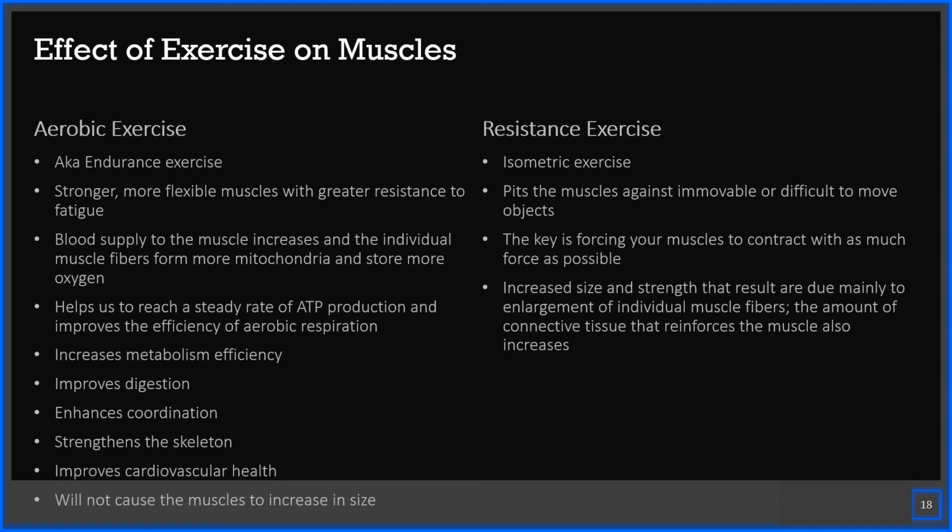Resistance exercise is your isometric exercise for the most part. It pits the muscles against immovable or difficult to move objects. The key is forcing your muscles to contract with as much force as possible. So if anybody lifts, this is what you're doing on your max lift days. Increased size and strength results, and it's mainly due to the enlargement of individual muscle fibers, and the amount of connective tissue that reinforces the muscle also has to increase.